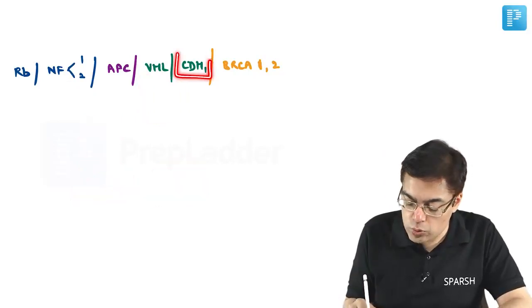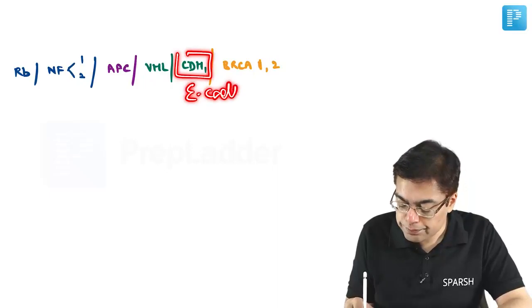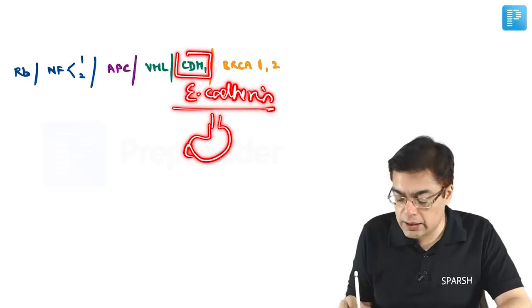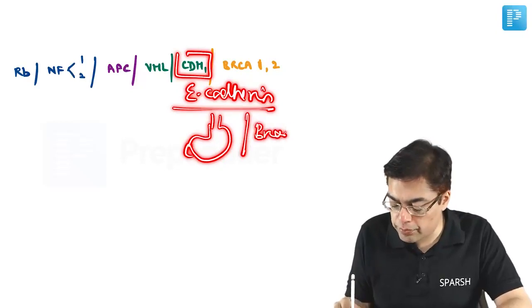When we are talking about CDH1, this is given the name of E-cadherin. An E-cadherin gene mutation can be seen in a patient suffering from stomach cancer, and it can also be seen in a patient suffering from breast cancer.